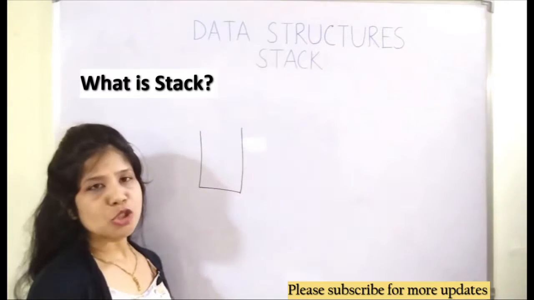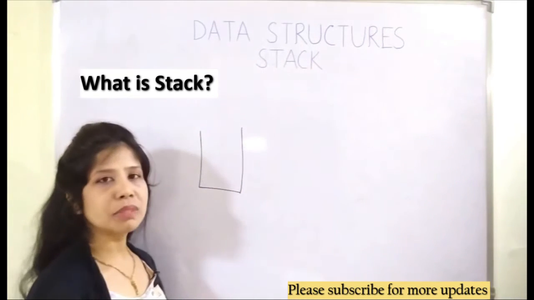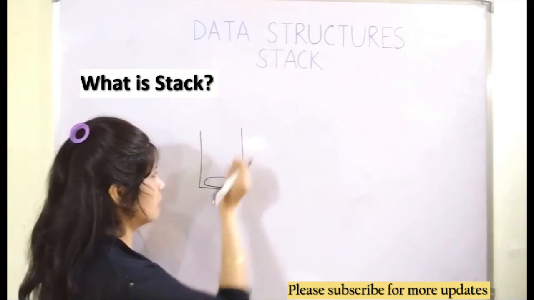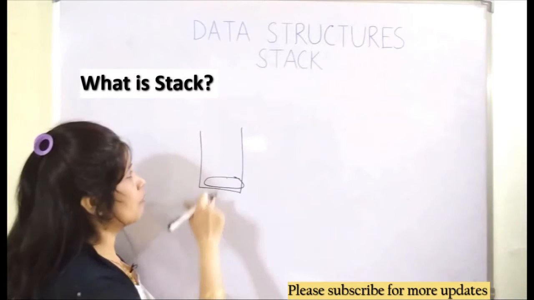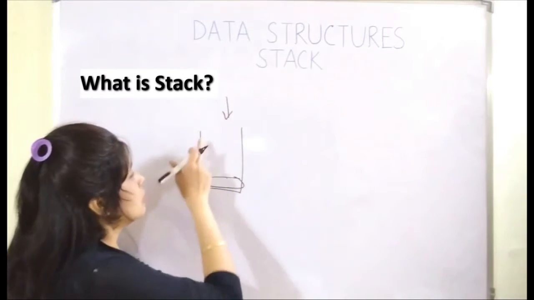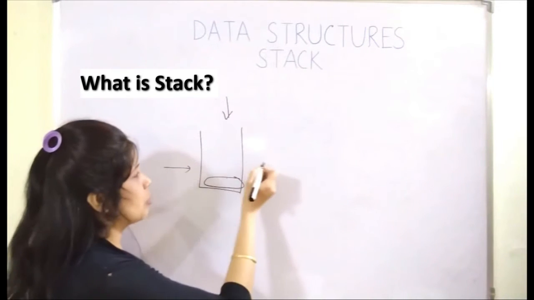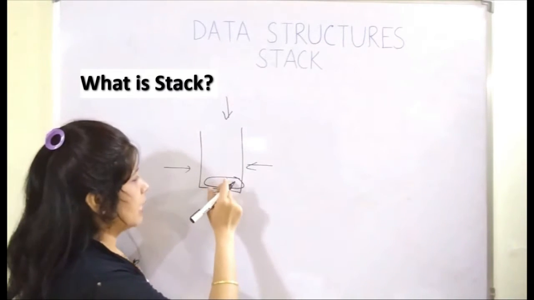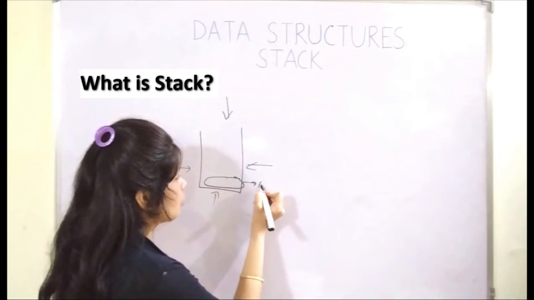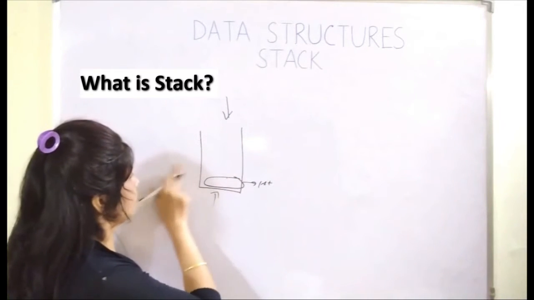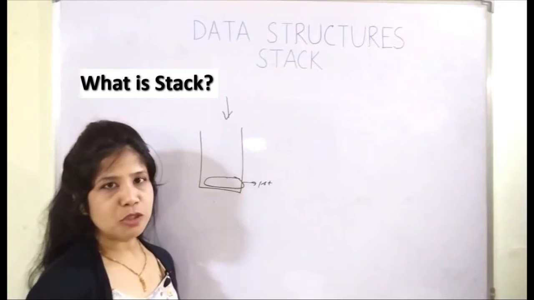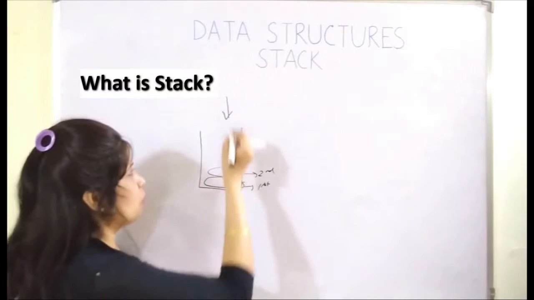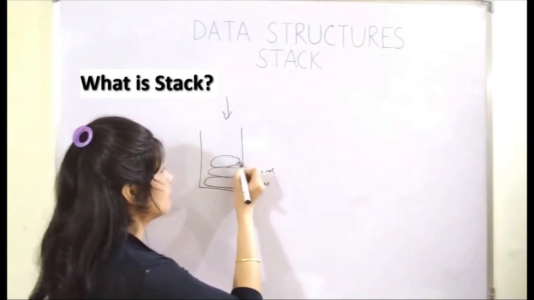So how will you store these sets of plates in this container? The very first plate you will place here, and you will put it from the top. This is a container, so you cannot put from this side, you cannot put from that side, and you cannot put from downward, but you will put the plate from the top. This is the first plate. Then the second plate, obviously I will put on top of this first plate. Then the third plate I will put again from the top, and this is the third plate.